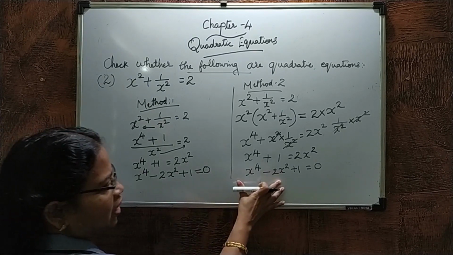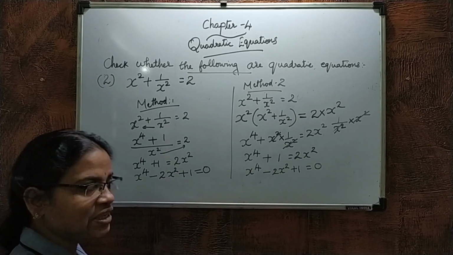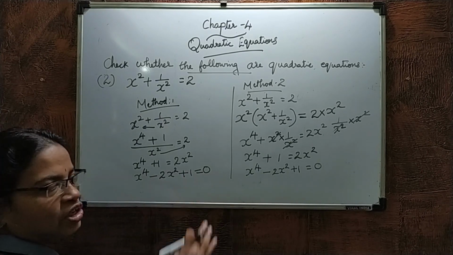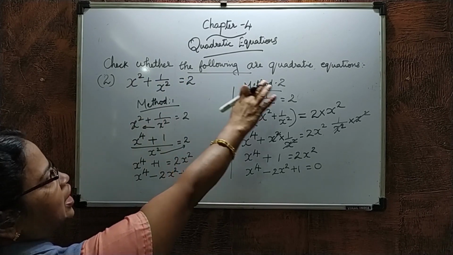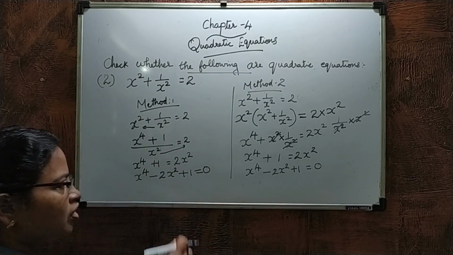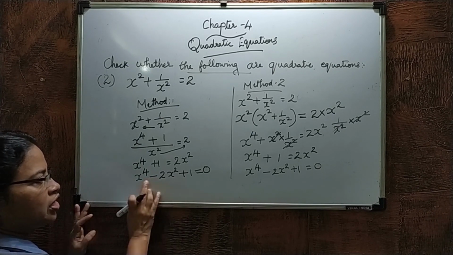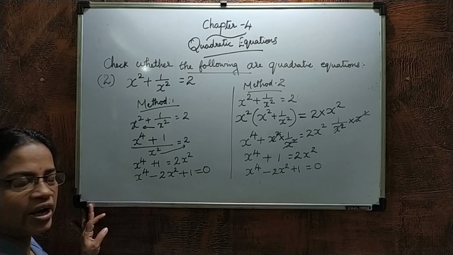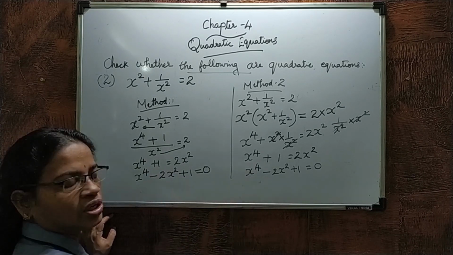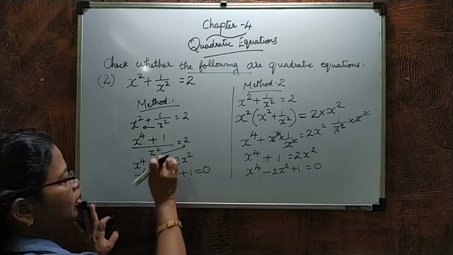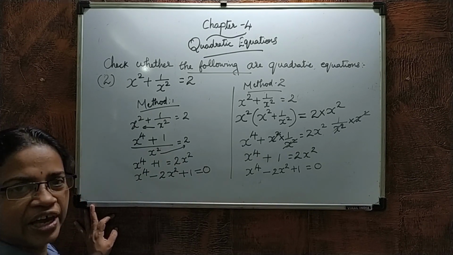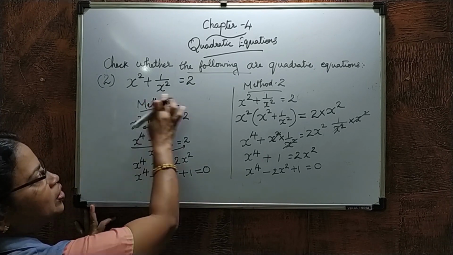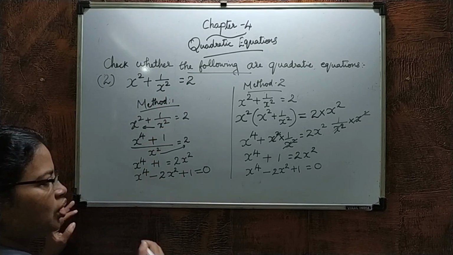Here just look, both of the answers are same. What is the thing you have to do? What you have to answer? Check whether they are quadratic equations or not. Find out the highest degree here. It is 4. Here also it is 4. Highest exponent is 4. So this will not be in the form of ax square plus bx plus c, and it is not a quadratic equation. The given question is not a quadratic equation. That you have to write.